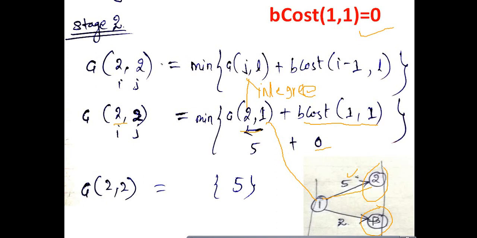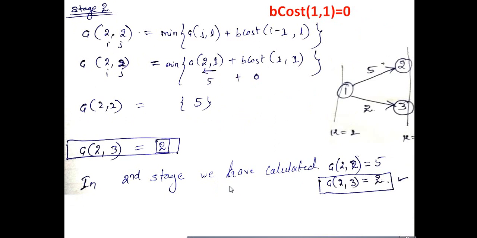Similarly, we have to calculate vertex 3. Now directly you can calculate: the cost of vertex 3 in stage 2 is 2. Directly I have written it, don't be confused. And one more thing, in the second stage there are two vertices, 2 and 3. One vertex cost is 5, another one is 2. Among these two values we have to choose the minimum value.